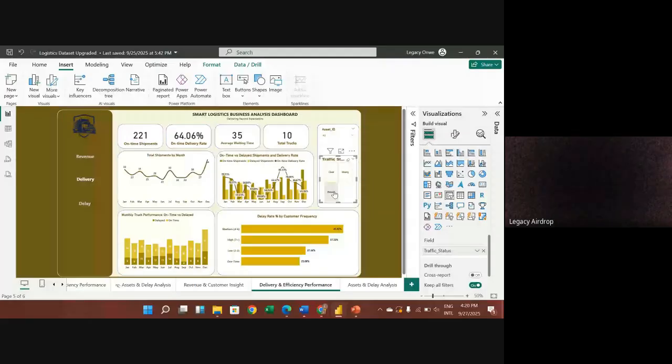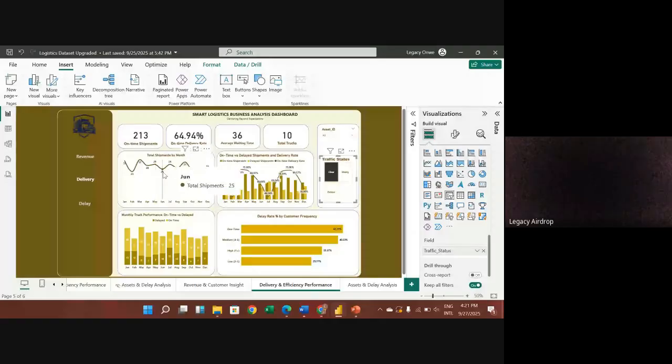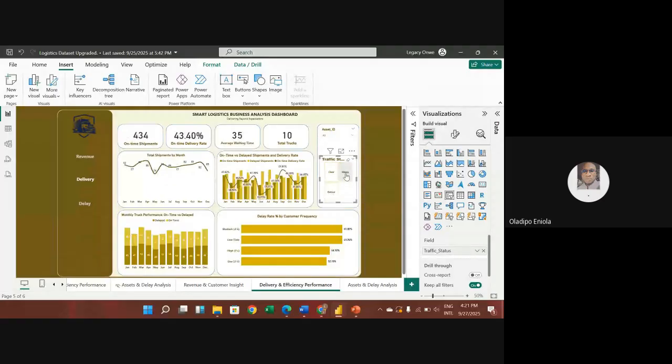Yeah. The reason I added the traffic status is to analyze and drill down to know the root causes for this particular shipment. Once you select clear, you can see the total shipment when the weather is clear for that particular month. And when it's heavy, you can see the total shipment. So it works for all of them. Hmm. Okay.